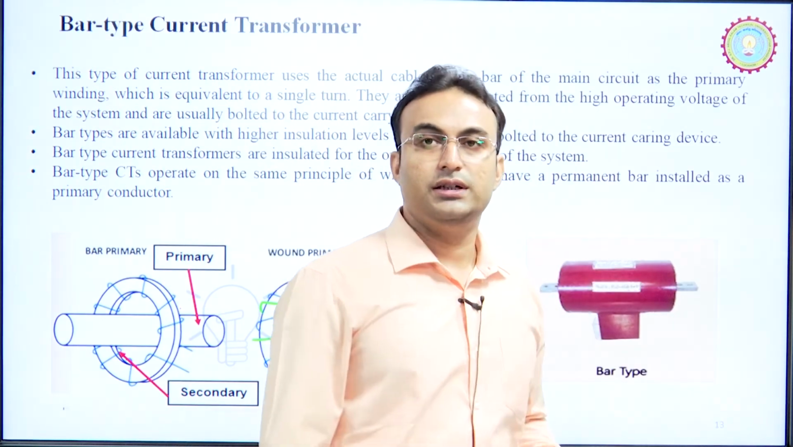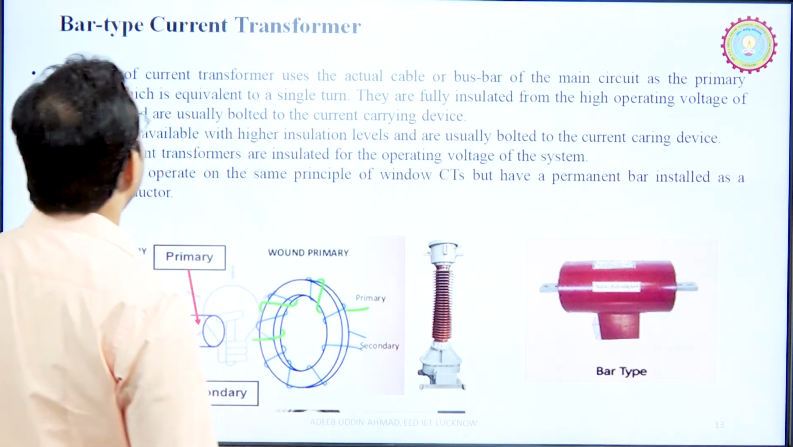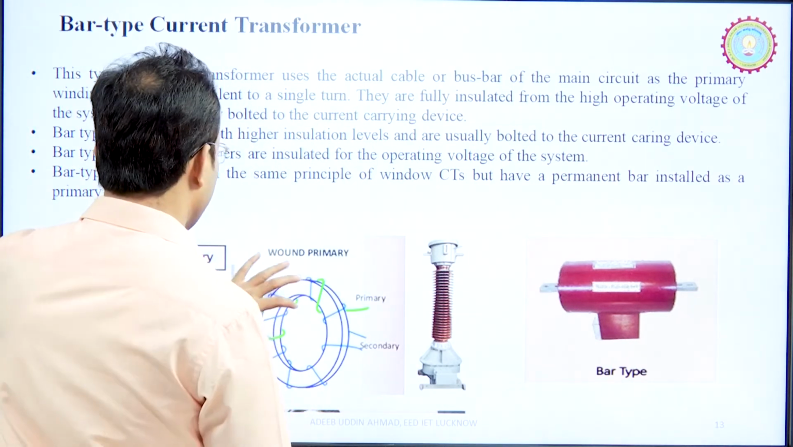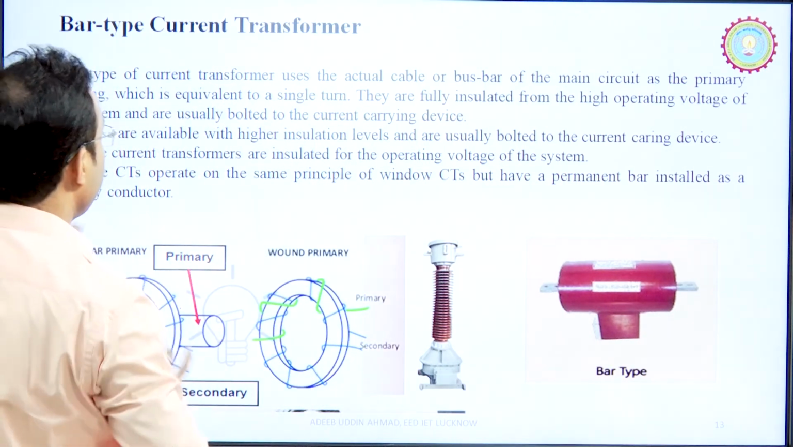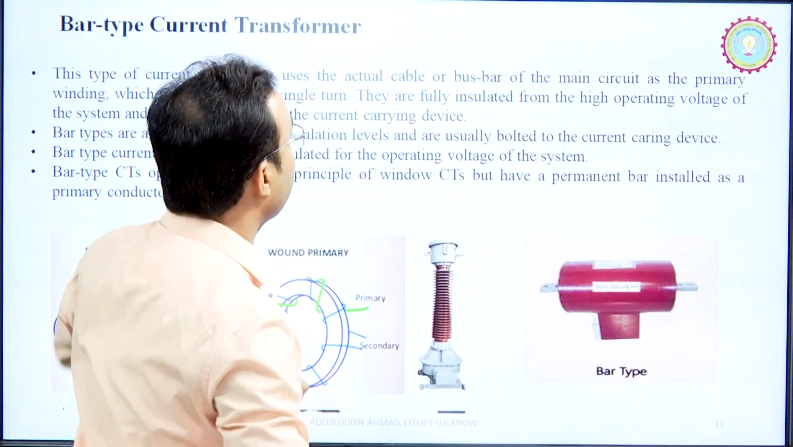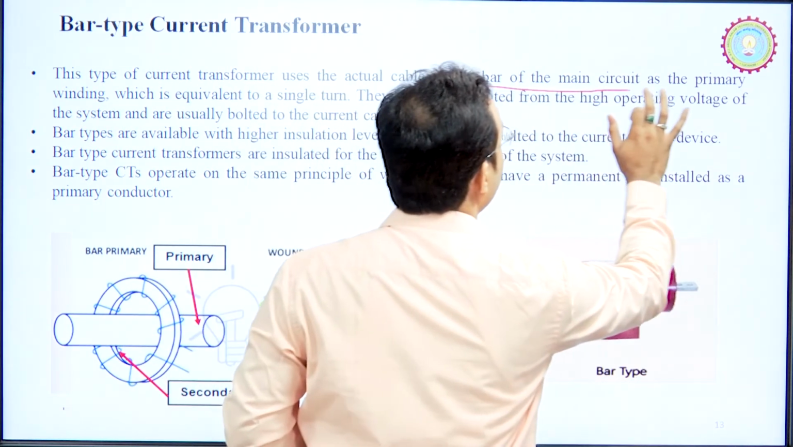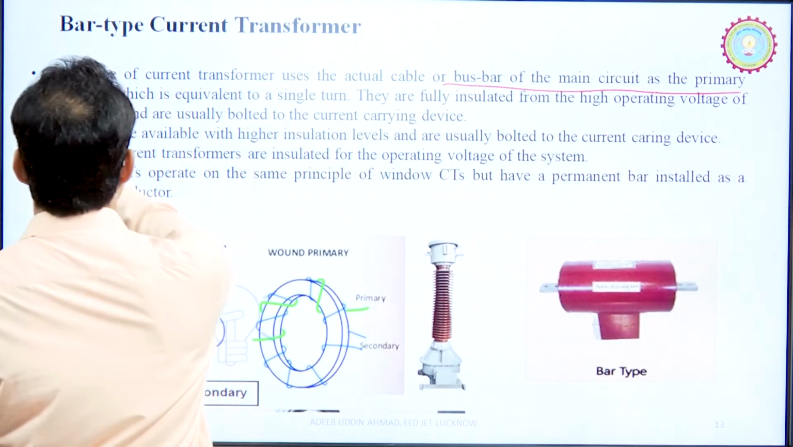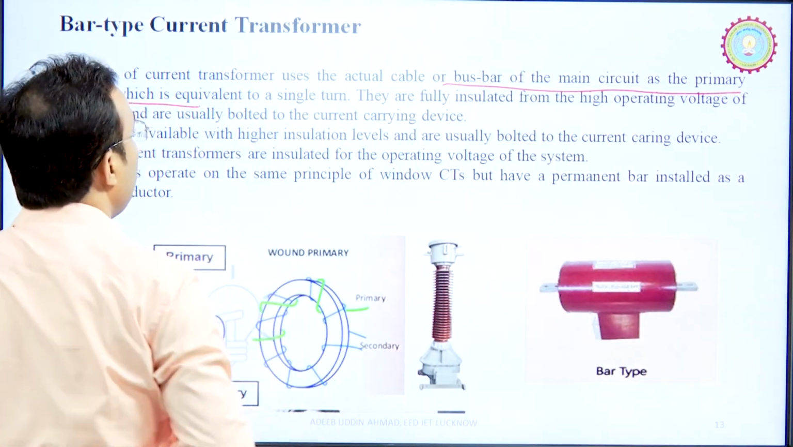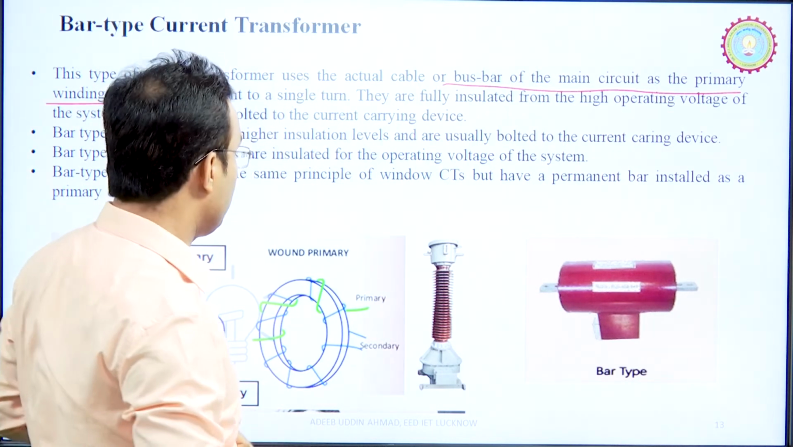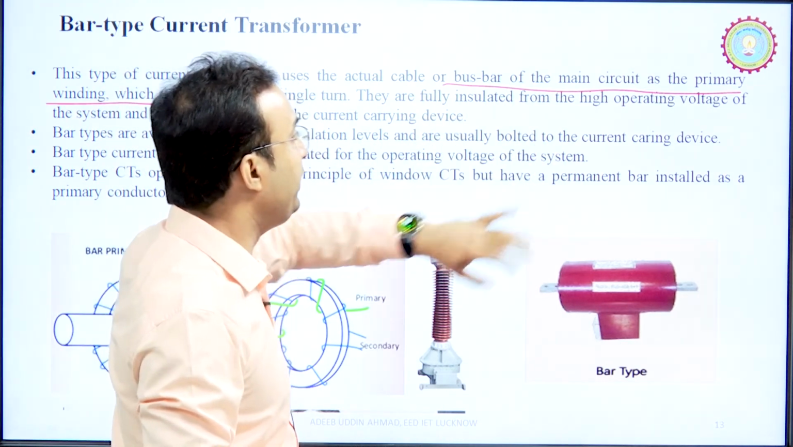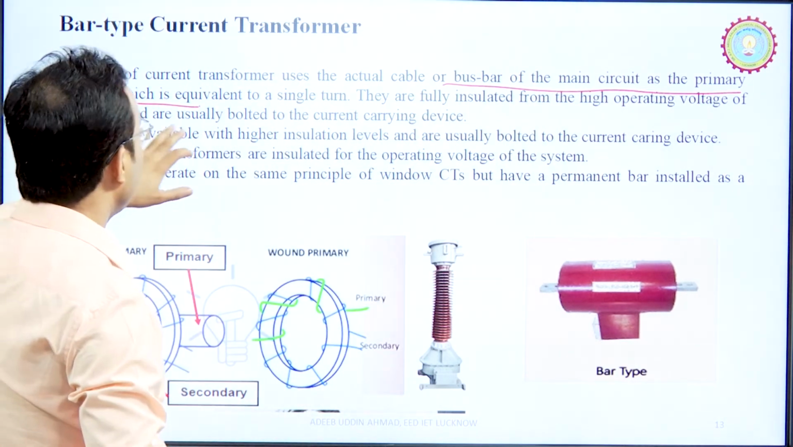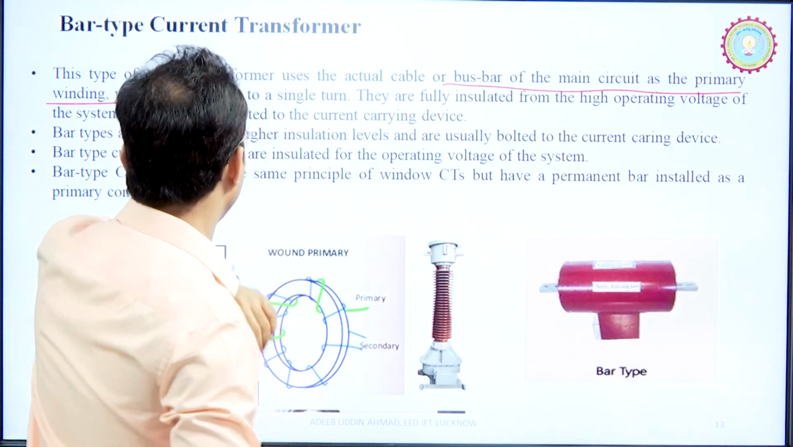Now, the second is the bar type current transformer. So, this is a bar type current transformer, you can understand this is a bar type. So, a bar is there. This type of current transformer uses the actual cable or bus bars of the main circuit as the primary winding, which is equivalent to a single turn. So, the primary is a single turn, therefore fully insulated from the high operating voltage of the system, and is usually bolted to the current carrying devices.